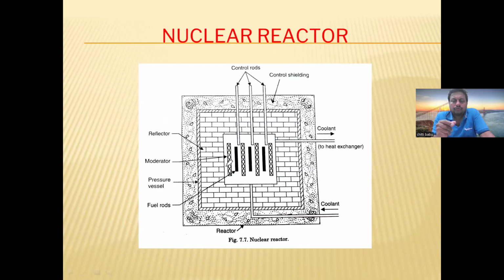Otherwise, a large amount of heat will be developed. So many neutrons will be generated, which will bombard other nuclei of the uranium. Like that, a large amount of heat will be generated, and it will be uncontrollable. At that time, the control rods will be pushed downward.